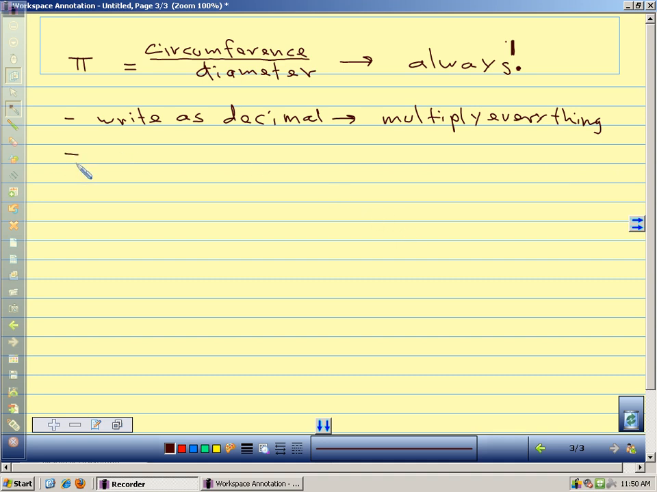Sometimes the problems will tell you to leave your answer in terms of pi or give an exact answer. An exact answer means we're using pi along with all of its infinite number of decimal places. So we don't write a decimal, we just write the symbol pi. So when it tells you to write in terms of pi, or it'll also say exact, we multiply everything except pi and leave the symbol pi in our answer.